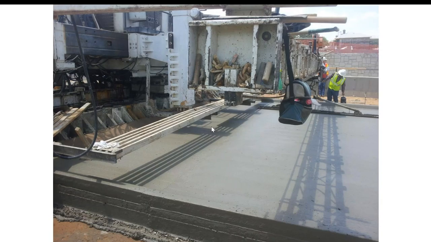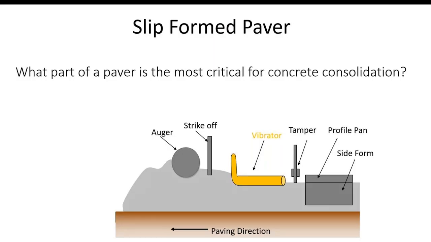But slip form paving applications are very unique because you want your concrete to be workable enough that it responds to a vibrator, but you don't want it to be so workable that it does not hold an edge. And so you really need to understand that balance of workability. We said, well, how does this work? So we started to look at how a paver works.